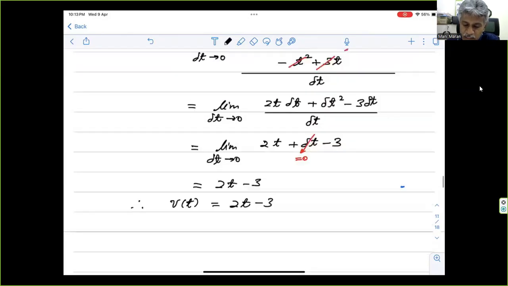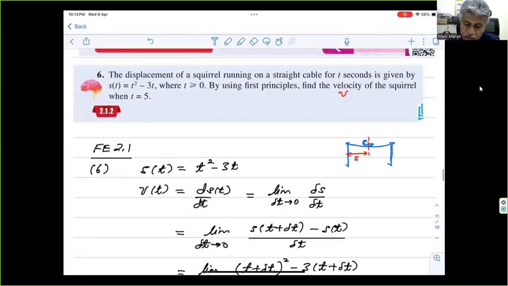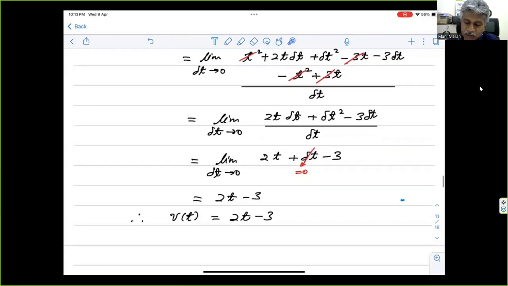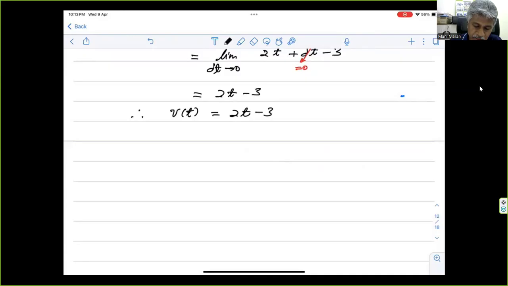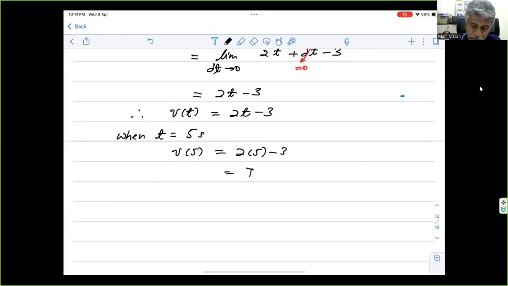And you're asked to find what is the velocity when t is equal to 5 seconds? So what we do, we just substitute directly here. When t is equal to 5, the unit must be in seconds, 5 seconds. So v of 5 will be equal to 2 times 5 minus 3. Will give you 7 meters per second. Okay, I hope everyone can follow.